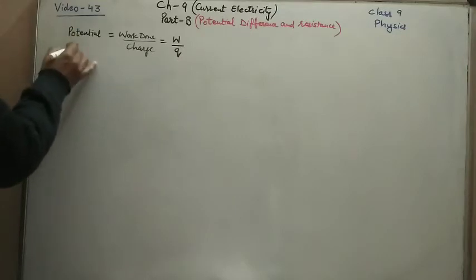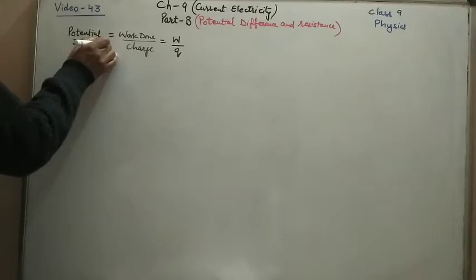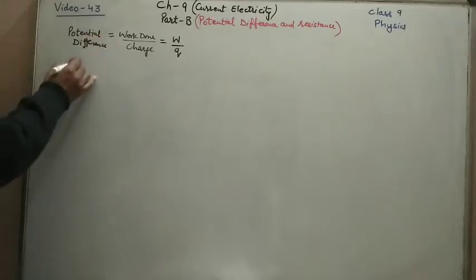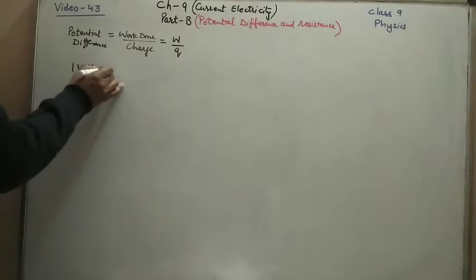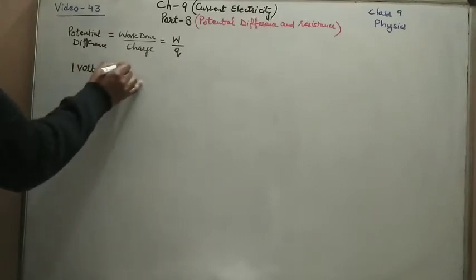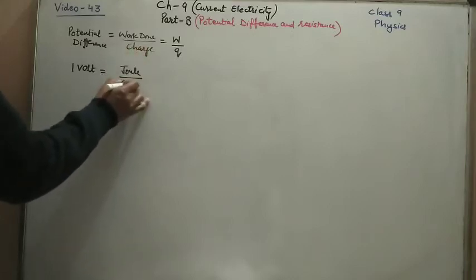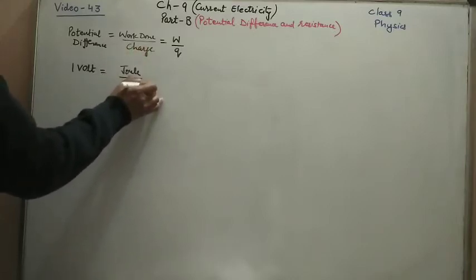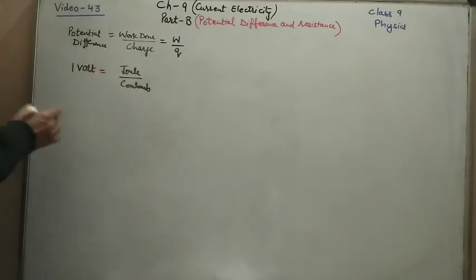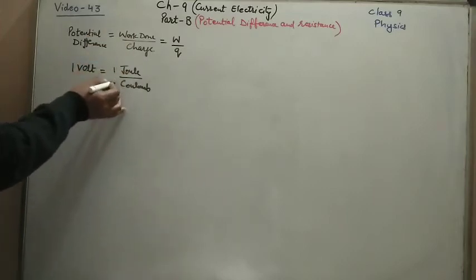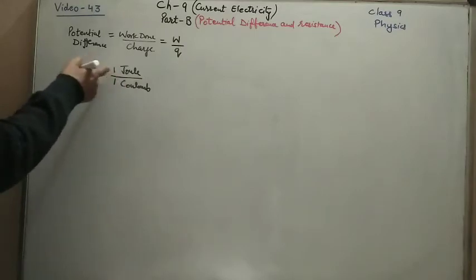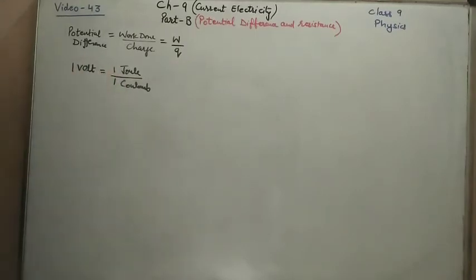The SI unit of potential difference, or potential at a point, is measured in volt. Work done is in joule and charge in coulomb. These are all the SI units of these quantities. To define 1 volt, we will take joule also as unity and coulomb also as unity.